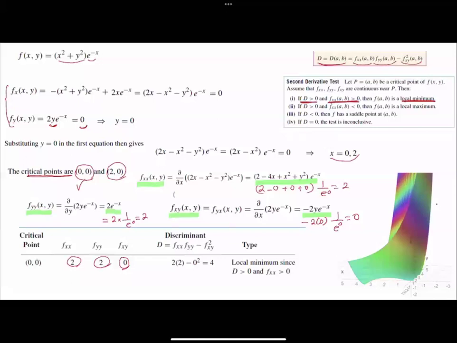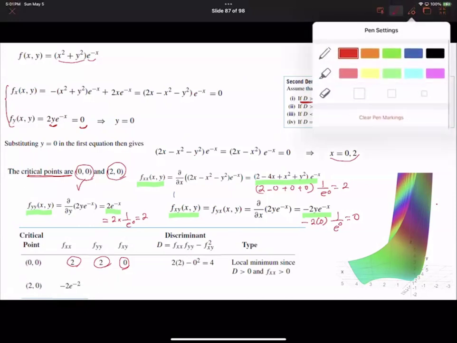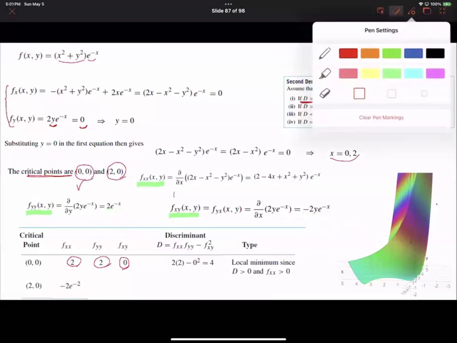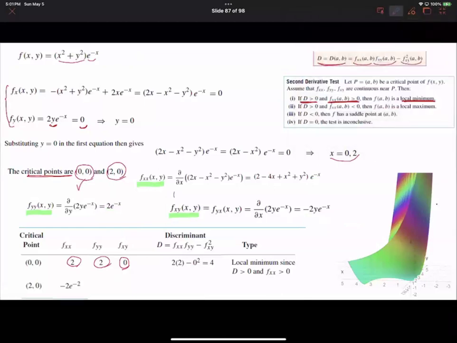Now the second critical point, (2, 0). For (2, 0), you do the same thing. You start doing the algebra here. Again, just clear these and then do the substitution. See what you have. The second partial derivative of f at (2, 0): this is 2 minus 8 plus 4 plus 0, times 1 over e to the power 2. As you can see, this is negative 2 e to the power negative 2, which is a negative number.